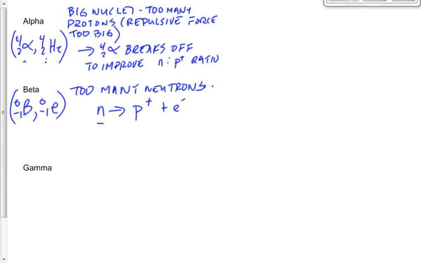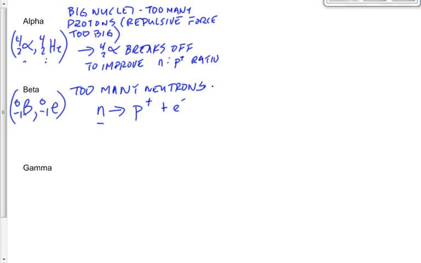We've improved the ratio here now. We don't have as many neutrons. We got more protons. So we're better. We're in better shape here now. Maybe we're still not quite stable. Maybe we got to do something else, but we're closer to being stable at least.